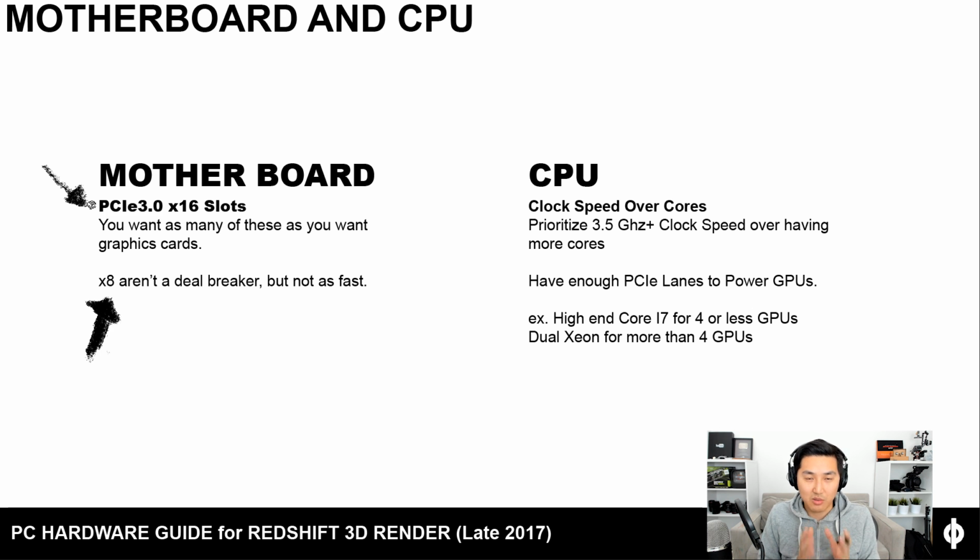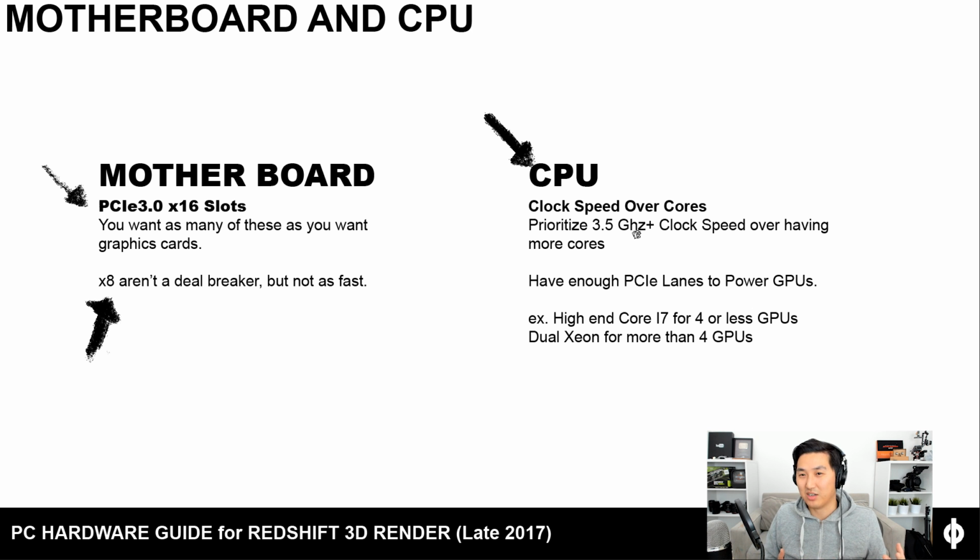But in general, get a motherboard with as many PCI 3 x16 slots as possible. And the CPU is kind of the same thing, but this is true for a lot of 3D stuff: they want to prioritize getting a 3.5 gigahertz plus clock speed over having more cores.